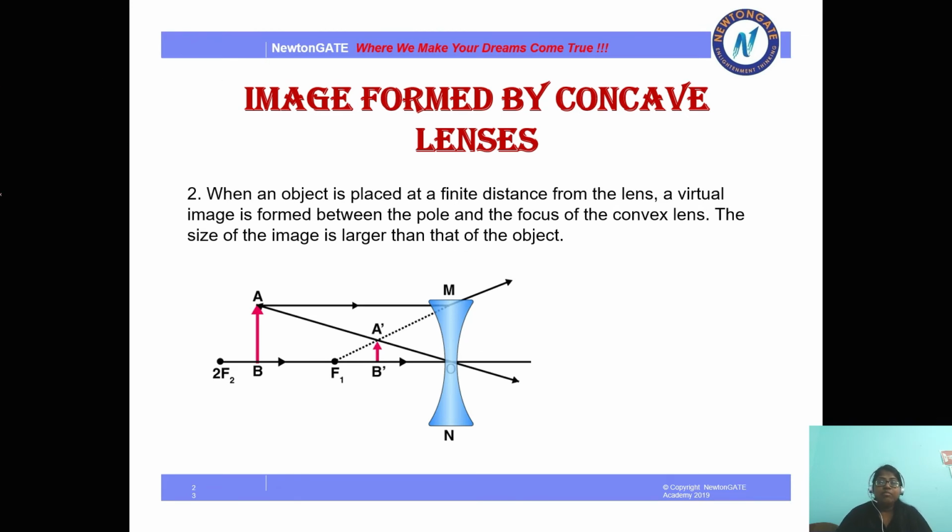Also, what will happen if I keep the object anywhere, say in between F1 and F2, which is basically your C2? You can keep it anywhere. One of the rays will be parallel to the principal axis, will get refracted and will get diverged. We can backtrack it, and it will appear to come from the focus, and the other one will be passing through your optical center. We can see that the intersecting point is here, so the image will be here. The image is diminished and erect, so it is a virtual image. So these are the 2 cases in case of the concave lens.